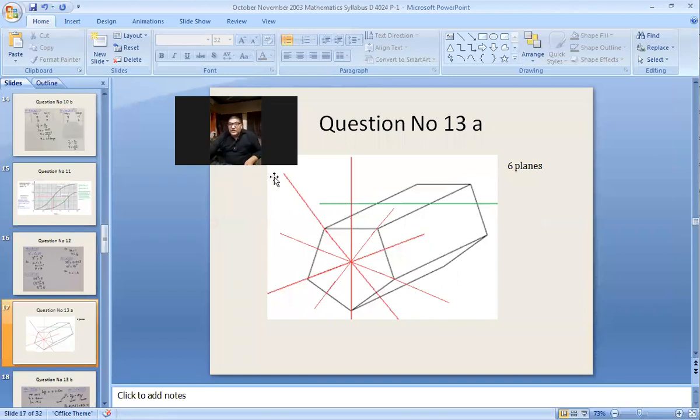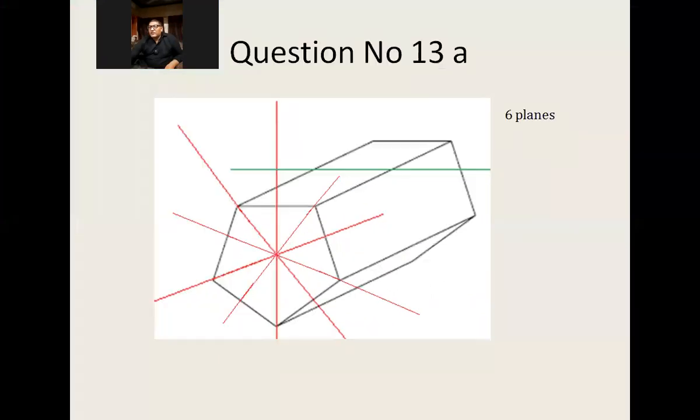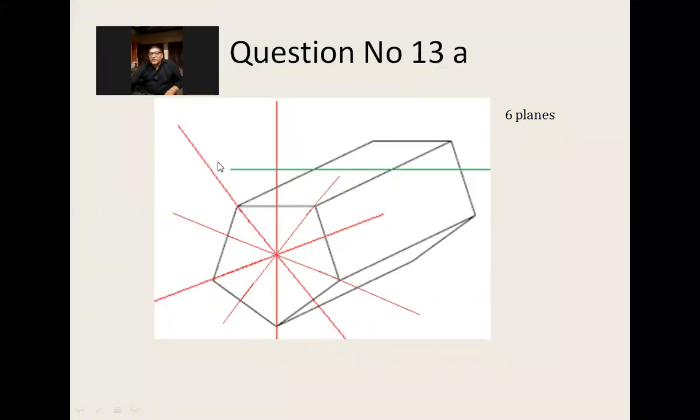Okay, so here you can see. Let me explain this to you. Here you can see a lot of red lines. I've drawn this red line. This is one cut, this is the second cut, and this is the third cut. Then we have the fourth cut and the fifth cut.